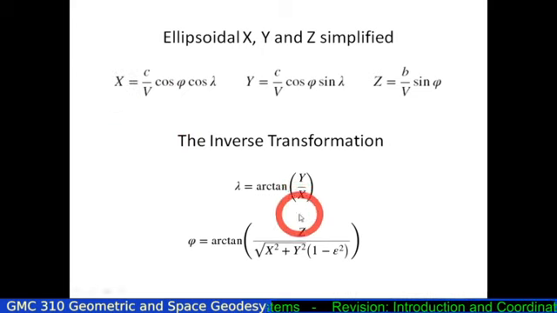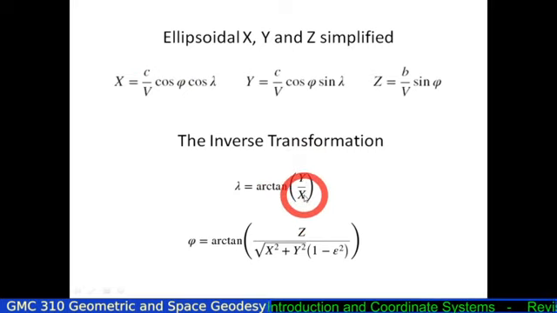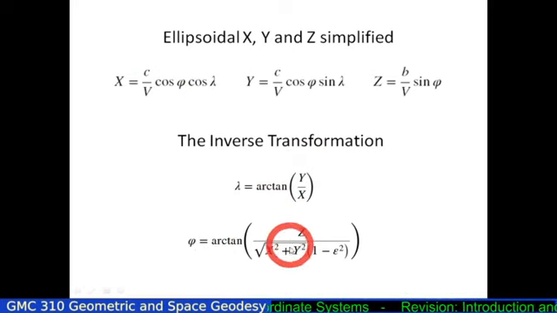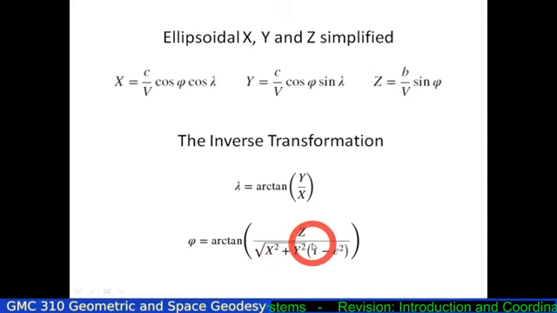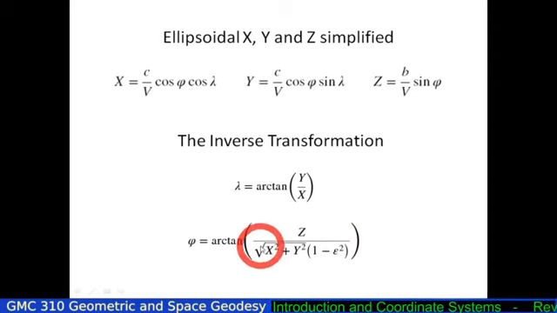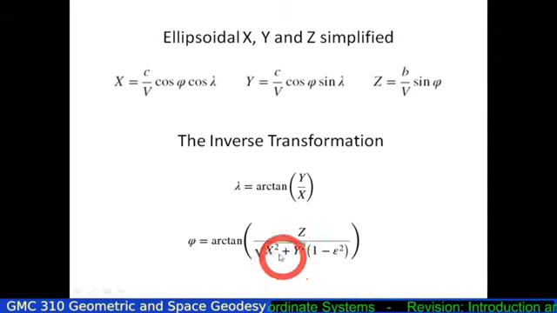And then your inverse transformation is lambda is y over x, and phi is z over, and notice there that 1 minus epsilon squared sits outside the square root. It doesn't sit inside the square root there, so you need to remember that one.